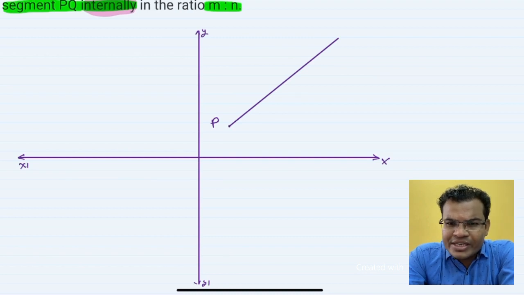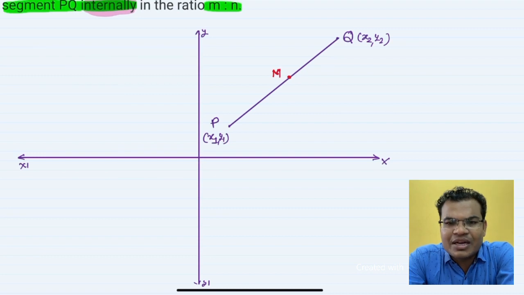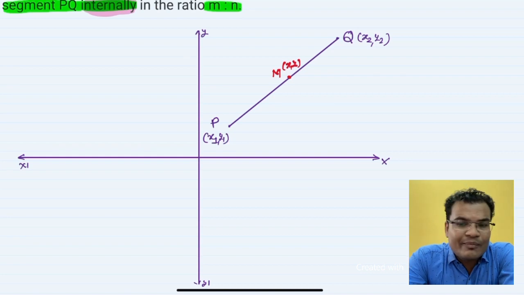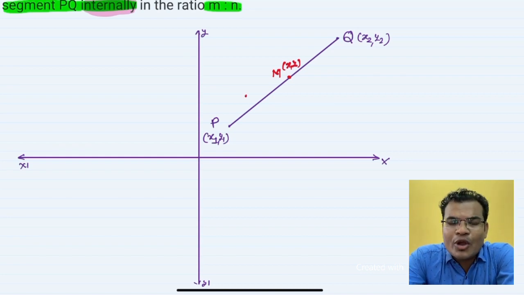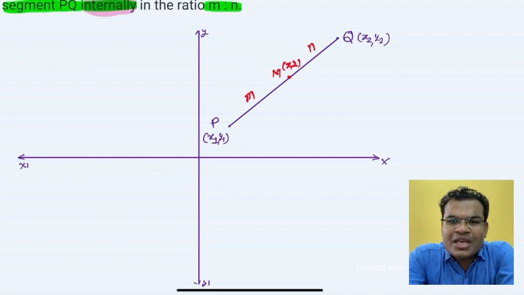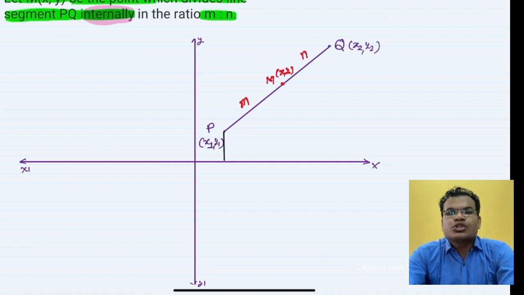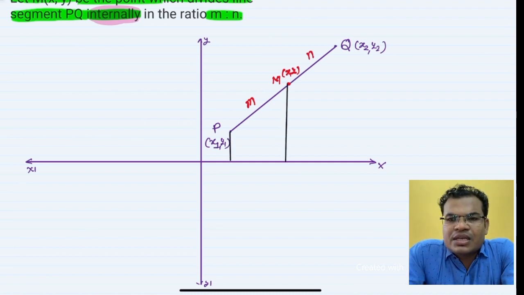P and Q are the points whose coordinates are given, (x1, y1) and (x2, y2). We have a point M which divides this line segment in some ratio. That ratio is m:n. So point M is (x, y) and it divides in the ratio m:n. Right, so PM and MQ are in the ratio m:n basically. So this is the line segment.